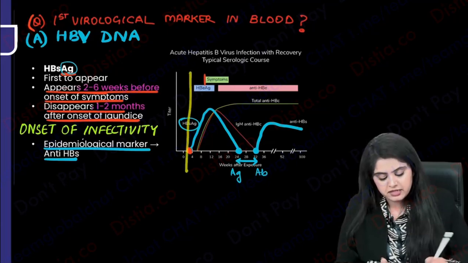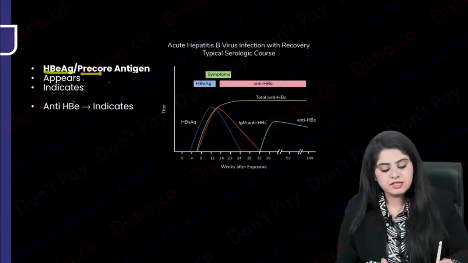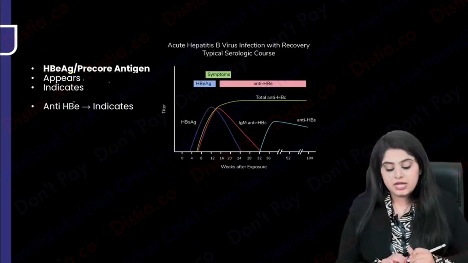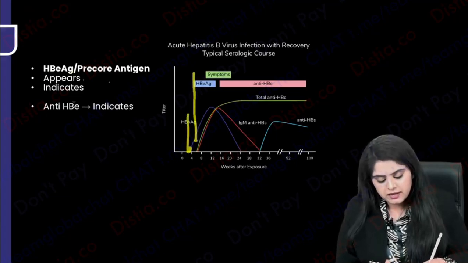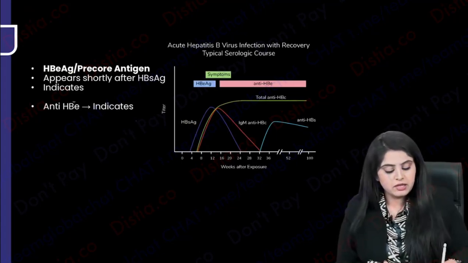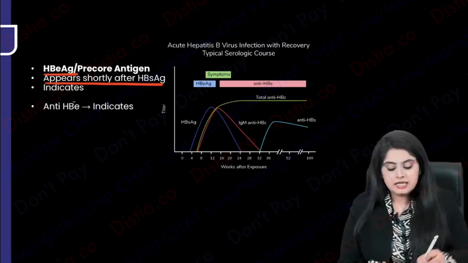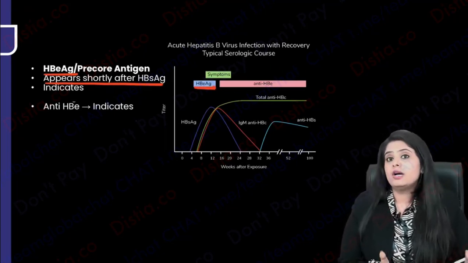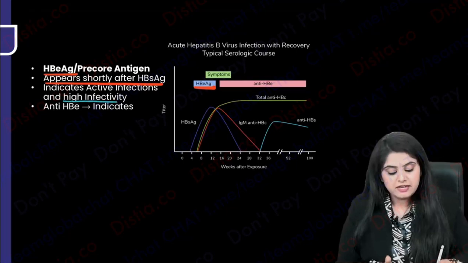After this, if you look, hepatitis surface is done, shortly after it, hepatitis E is coming out. What was hepatitis E, if you remember? Pre-core antigen. So I can see now hepatitis surface was here. Shortly after it, I can see that HBE is also coming up. So it appears shortly after HBS. What does it indicate? HBE tells you, oh my god, infection. It tells you the load. Basically, it tells you the infectivity rate.